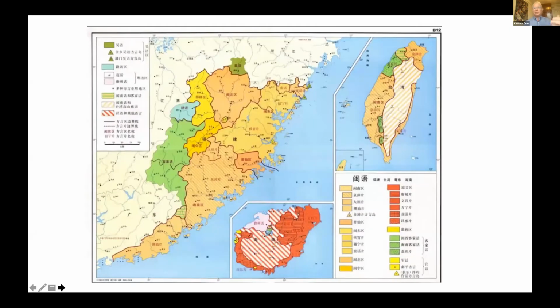Now, we can also trace movements back from Fujian into Singapore. This is the language map, dialect map of Fujian, with the Minnan areas here. Putian, which I just mentioned, is here. Chaozhou is down here. Hakka regions over here.